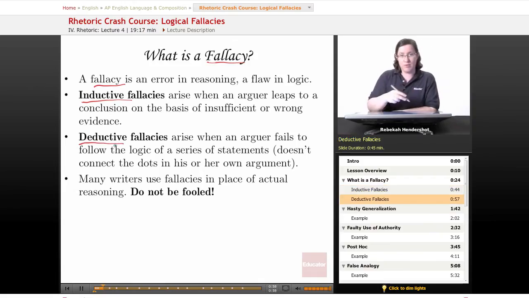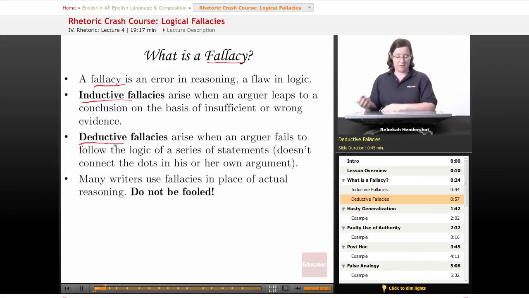Deductive fallacies are, of course, flaws in deductive reasoning, and they happen when an arguer fails to follow the logic of a series of statements. So basically, since deductive reasoning is where you reason from general statements to specific ones, in a deductive fallacy, you don't follow the logic of your own general statements, and therefore you end up with the wrong specific.